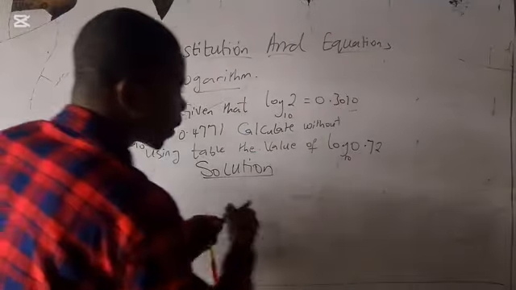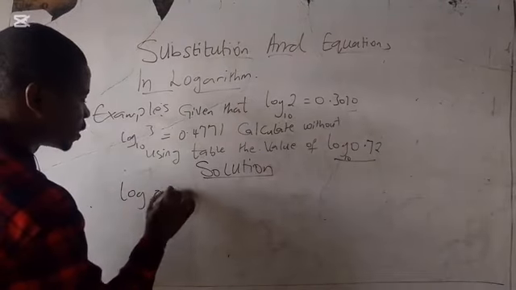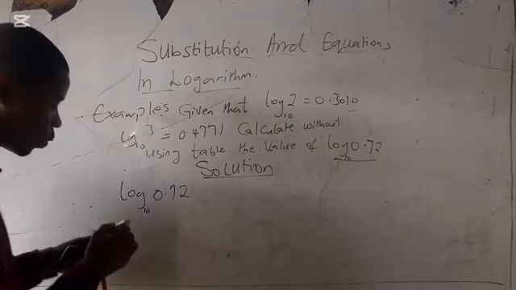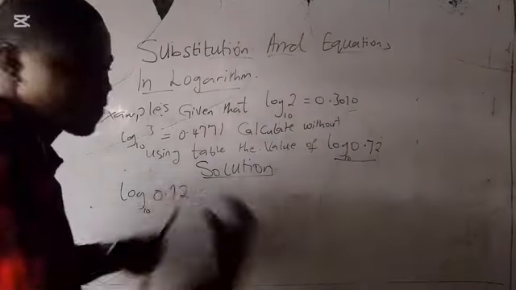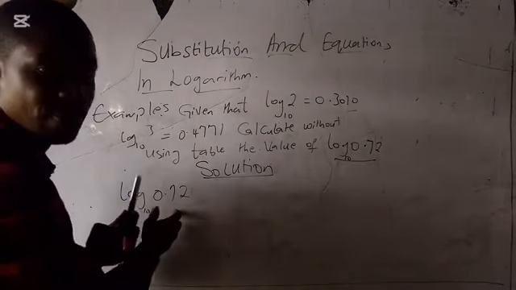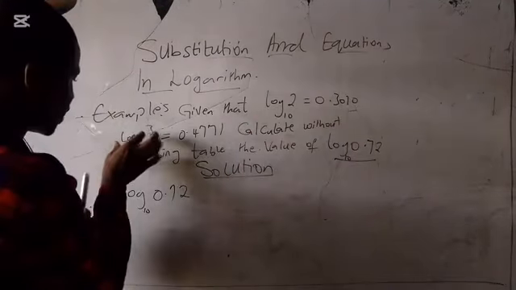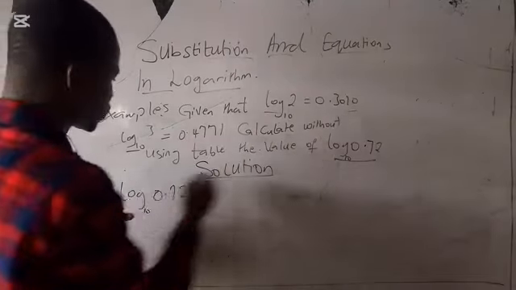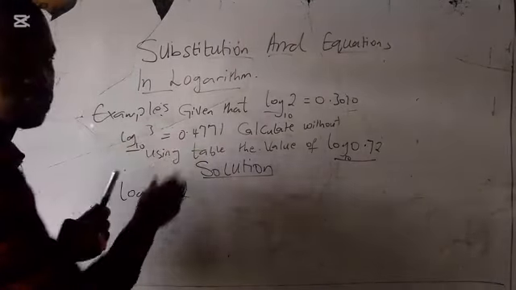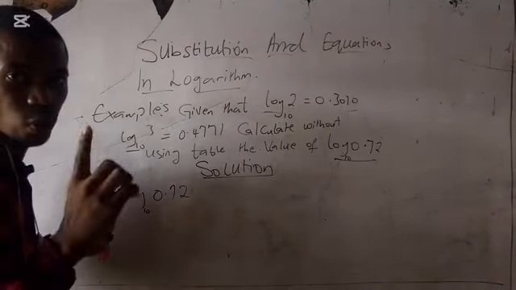So all you need to do is to bring this one out. So you bring log 0.72 base 10. What we need to be doing here is finding other terms we can use to replace this, such that we'll have log 2 and log 3, because they only give us the values of log 2 and log 3. So how can we use this log 2 and log 3 as an expression to replace this one? That's what we should be doing.